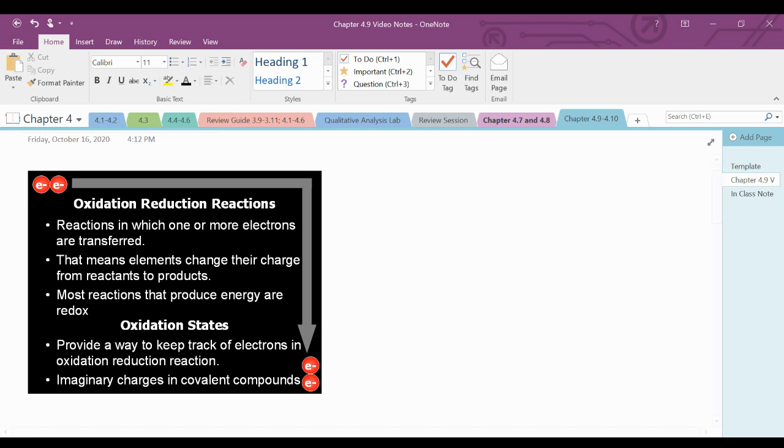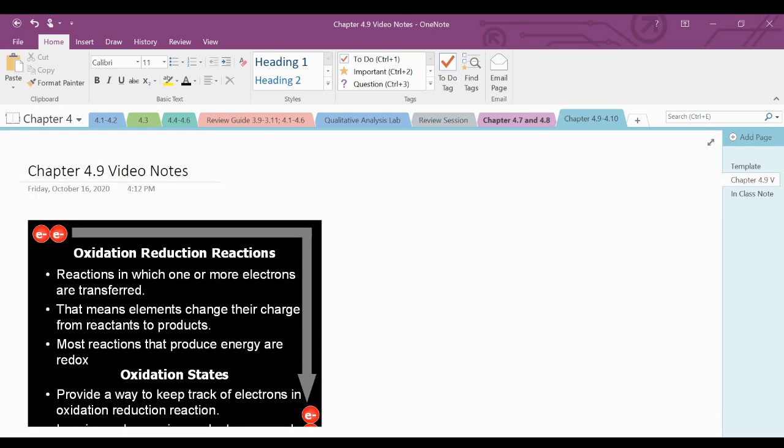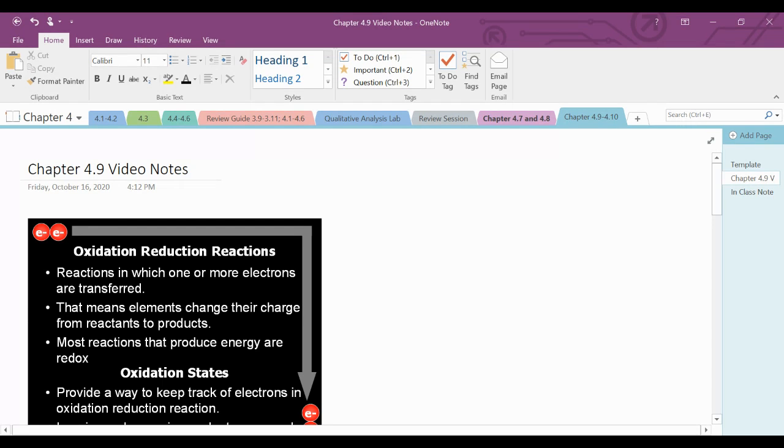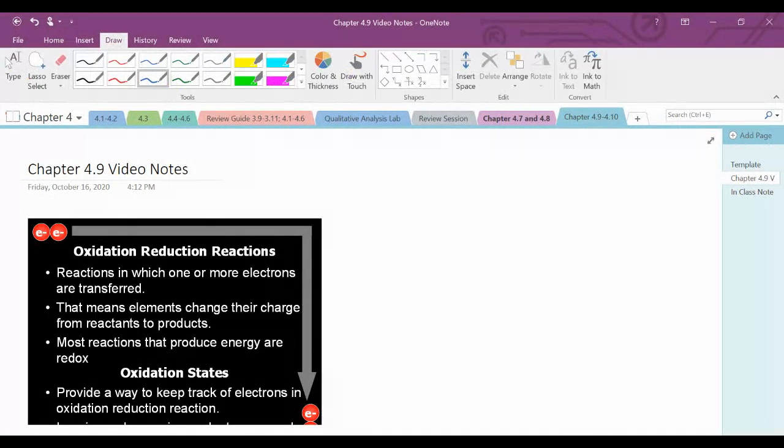Today we're going to look at Chapter 4.9, Oxidation Reduction Reactions. We're going to talk about what these reactions are, look at how to assign oxidation states, do some examples, and look at characteristics of oxidation reduction reactions. So an oxidation reduction reaction is also called a redox reaction.